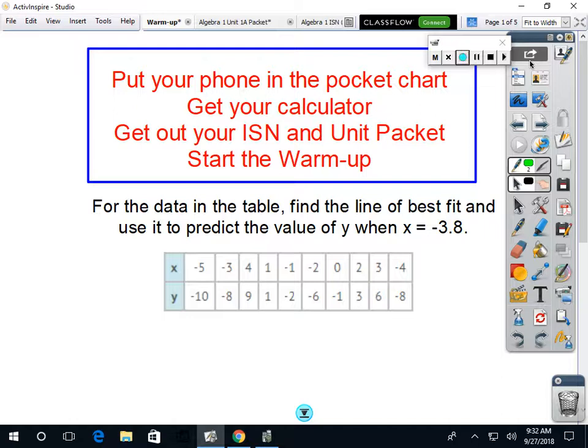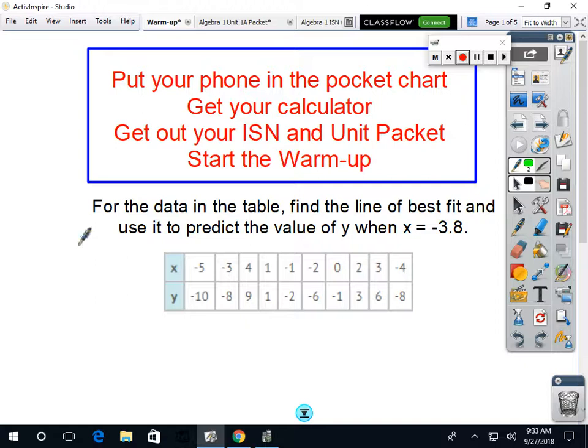And then in the L2 column is where you will list all of those y values. Negative 10, negative 8, 9, 1, negative 2, negative 6, negative 1, 3, 6, and negative 8. Once the data is in L1 and L2, what do we then press? Stat, calculate, and then down to number 4, linear regression, because that's the same thing as the line of best fit. Hit enter, and then you'll just go down and hit calculate.